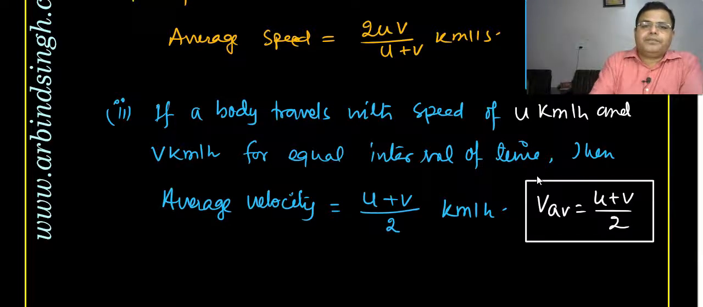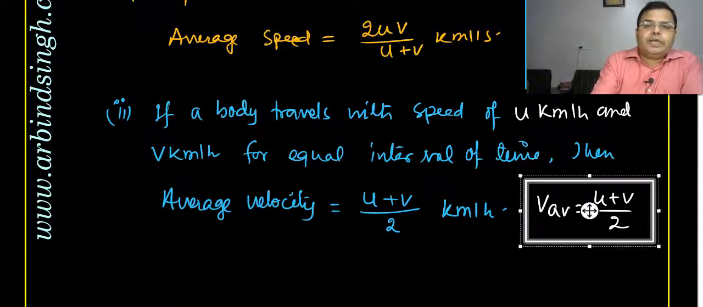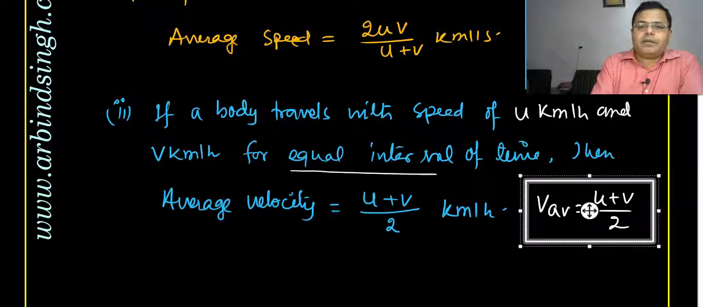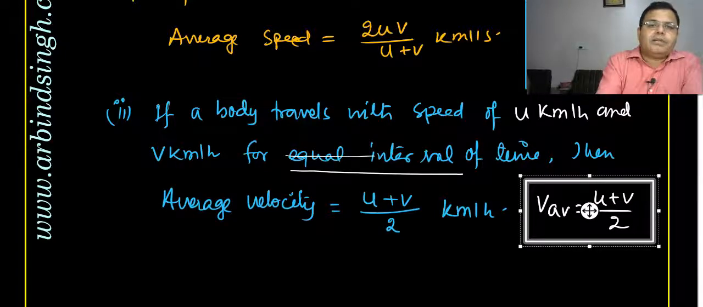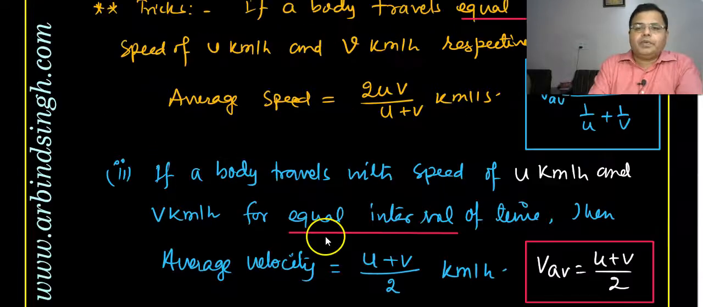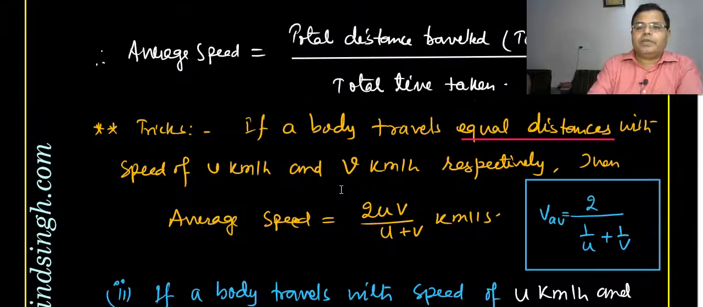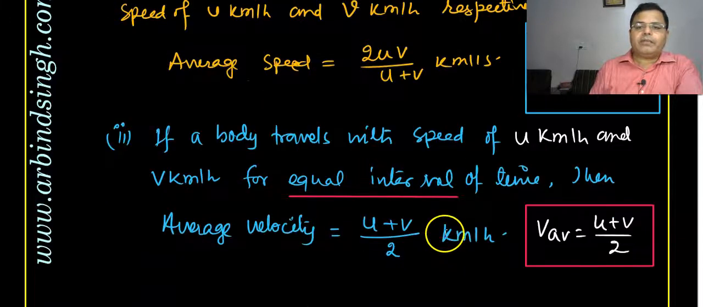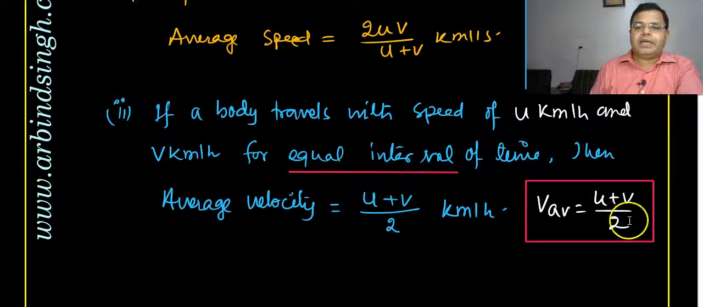In these two points, what is the difference? You can understand that here the time intervals are equal. Equal interval of time is the important point. If equal interval of time, then u plus v by 2. And if equal distances, then it will be 2 upon 1 by u plus 1 by v, or 2uv upon u plus v. This is basically the harmonic mean. Whereas when the time intervals are equal, then the arithmetic mean can be taken.